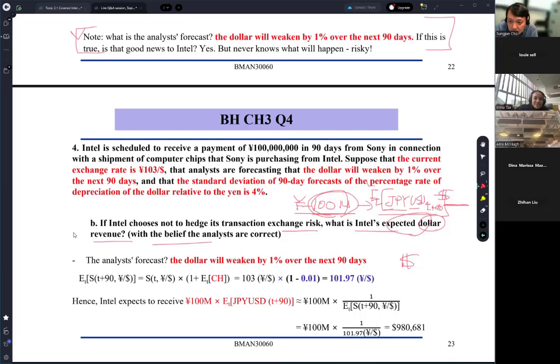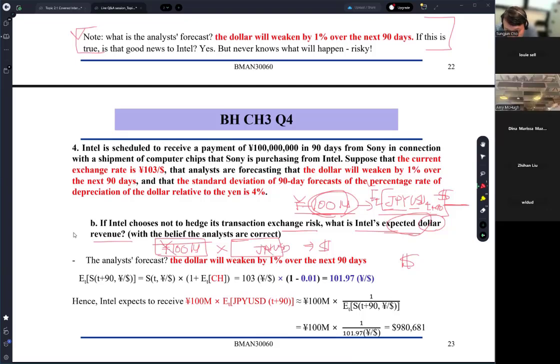Is this okay? We are supposed to compute the expected dollar revenue. Now we know for sure Intel is going to get the yen amount. Now we have to convert this into dollars. When we convert yen into dollars, you need JPY/USD. Then yen will be canceled and you're going to get a dollar amount. So we need the exchange rate 90 days from today. If you get the expected rate, by multiplying these two, you're going to get the expected dollar revenue.